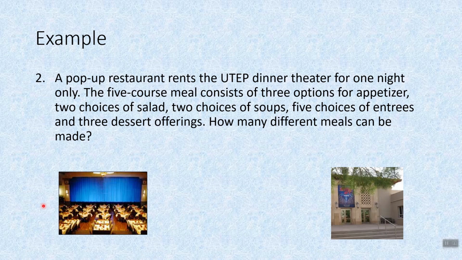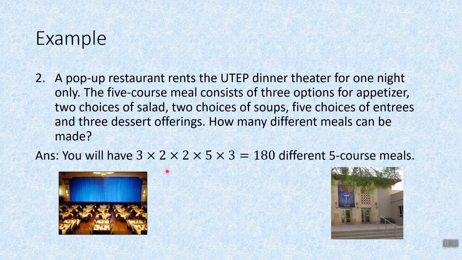And then, right, the next course. So 3. And for each one of those 3 appetizers, you could have 2 different salads. And so this really just kind of keeps growing. We will multiply 3 appetizers, 2 salads, 2 soups, 5 entrees, and 3 desserts to make a total of 180 different 5-course meals.